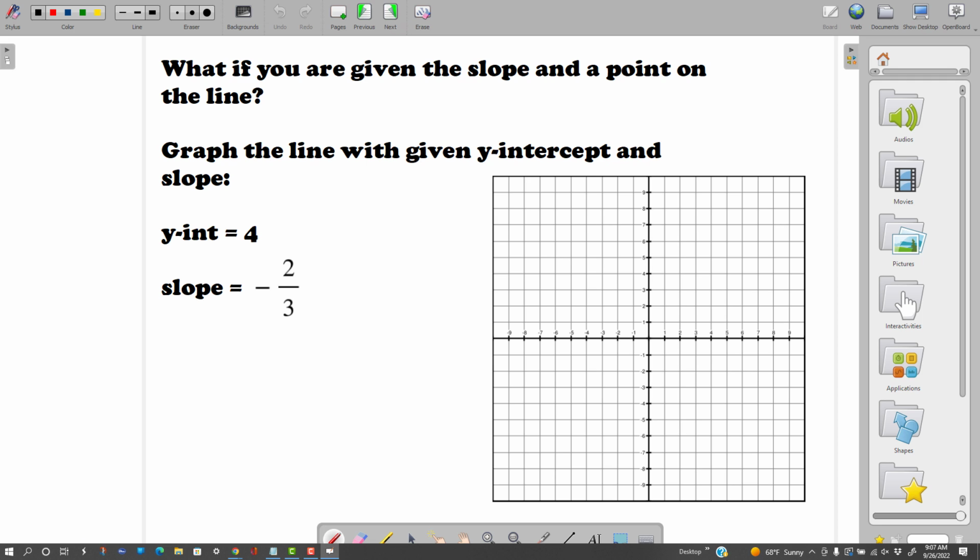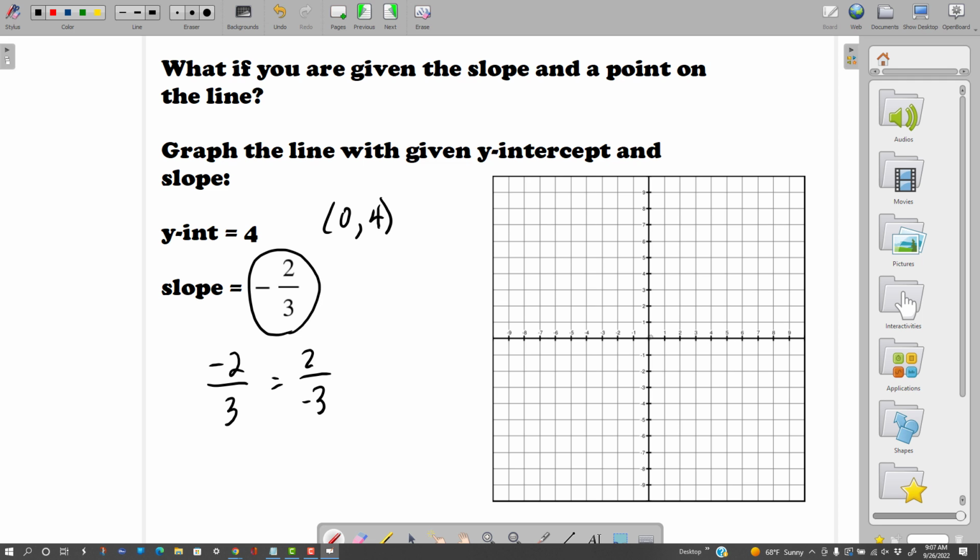This time we're given a Y-intercept. Need to remember that the actual point for the Y-intercept is the point (0, 4). And now we have a slope of -2/3. Remember that when a negative sign is in front of a fraction, that negative sign can either be moved to the top or can be moved to the bottom. All 3 of those are actually equal to each other. They are the same thing.